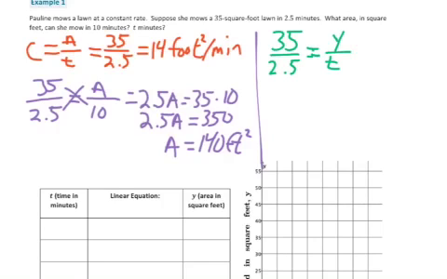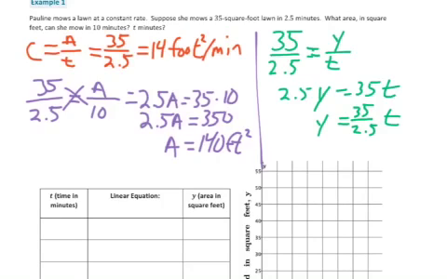So do your cross multiplication. You get 2.5y equals 35t. Now divide both sides by 2.5. You get y equals 35 over 2.5 times t. And if you want to simplify that further, that is y equals 14 times t.